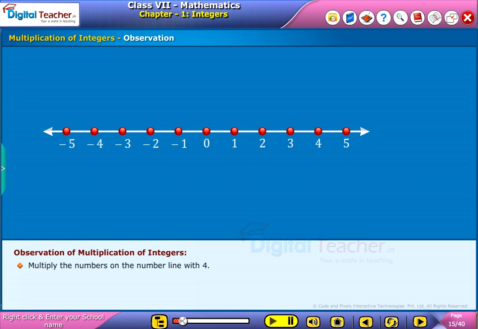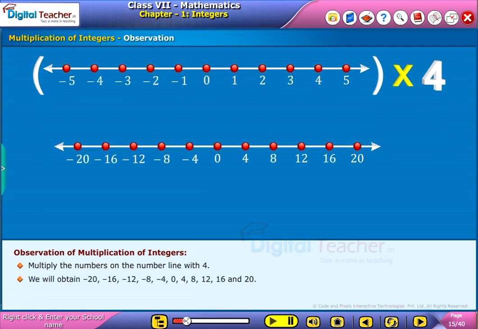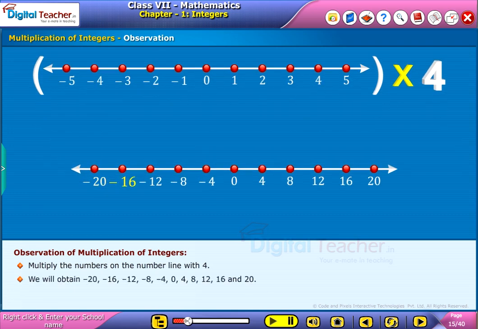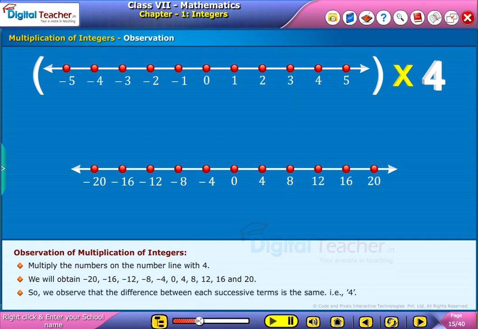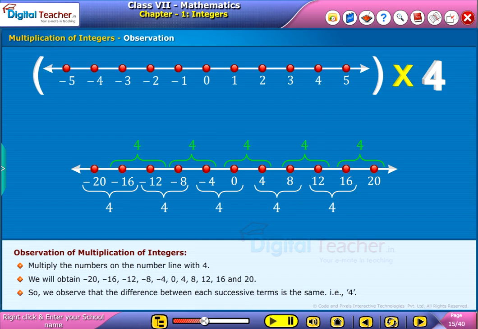Multiply the numbers on the number line with 4. We will obtain -20, -16, -12, -8, -4, 0, 4, 8, 12, 16 and 20. So, we observe that the difference between each successive terms is the same, that is 4.